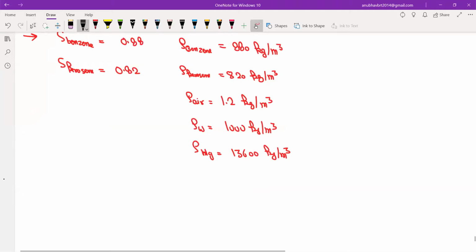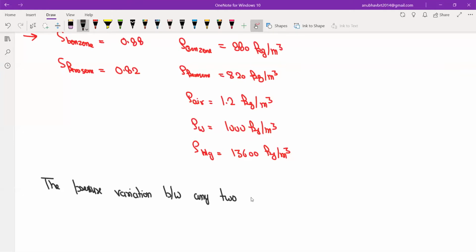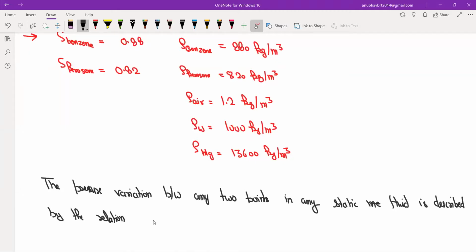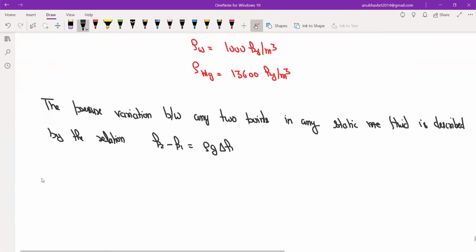And we know one basic thing: the pressure variation between any two points in any static fluid is described by the relation P2 minus P1 is equal to rho into g into delta h. Now we will apply the method, writing it down first.